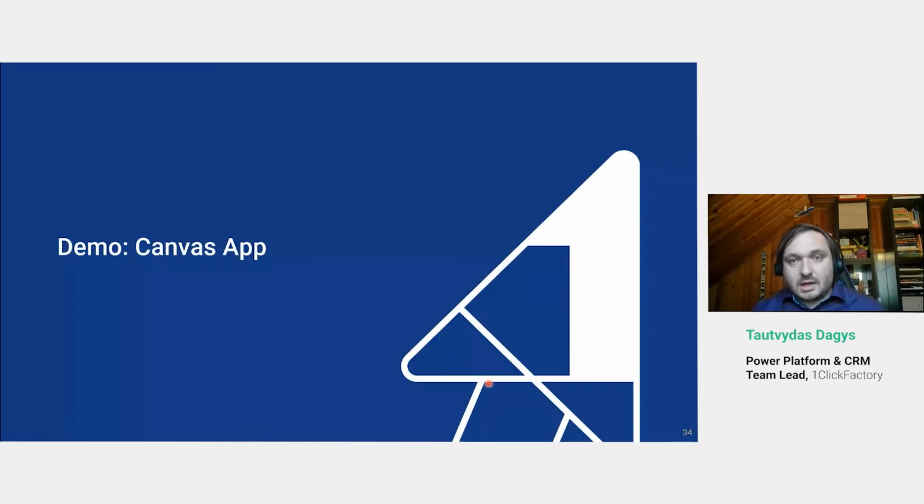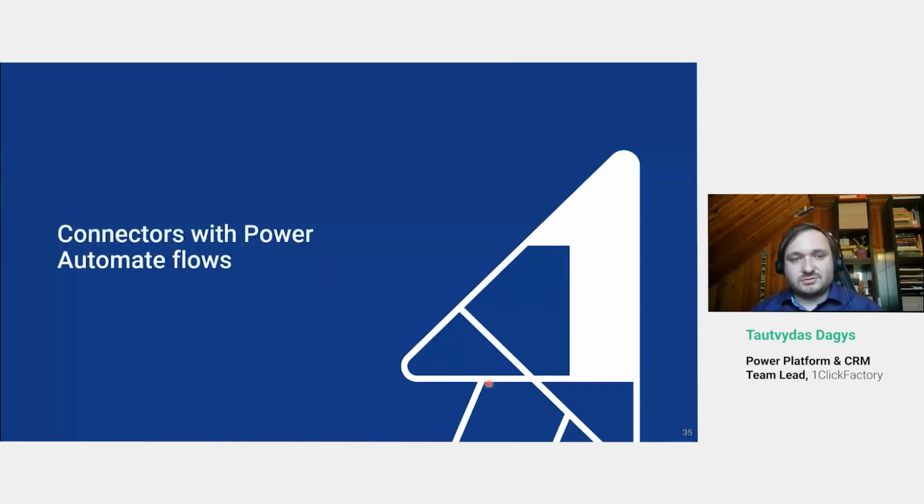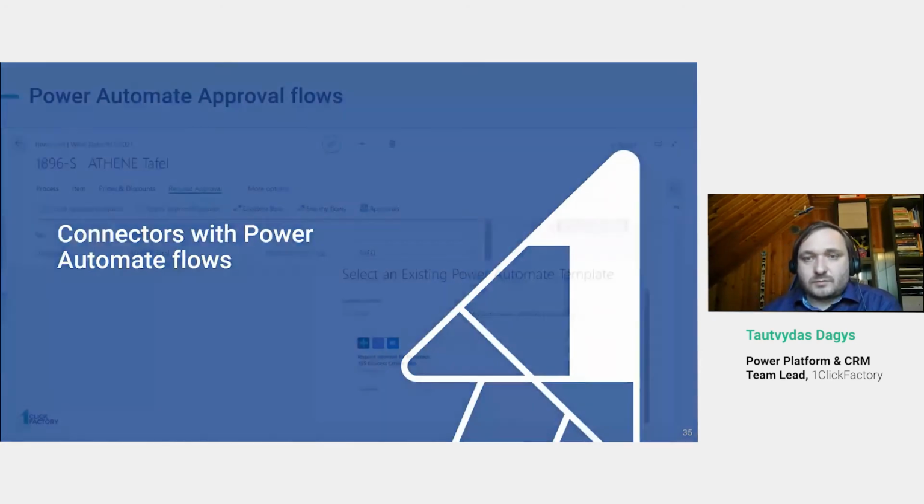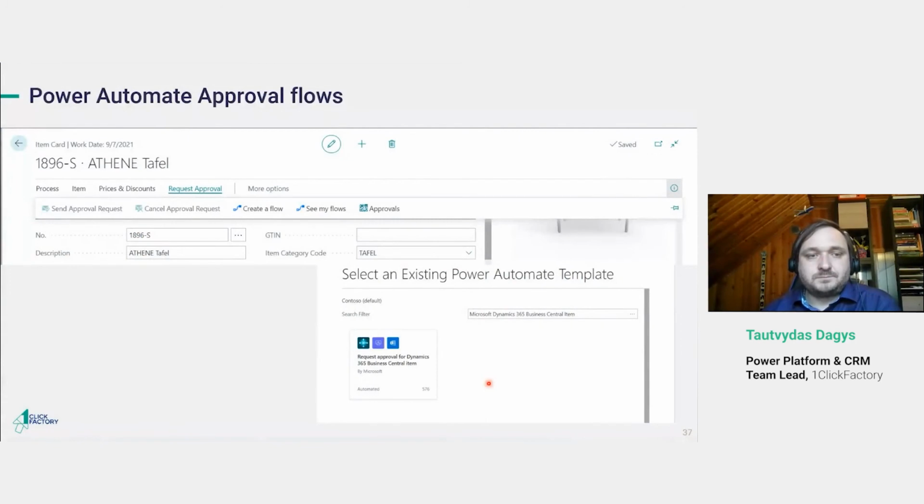So the recommendation would be to use Power Automate flows, which could be called from the Canvas app. I see that we are running out of time, so maybe I'll jump quickly to the next topic, because I showed the main concepts of how different connectors are being connected to the Canvas app. Now, Power Automate flows, we can use them as you saw, with triggers, actions, and so on.